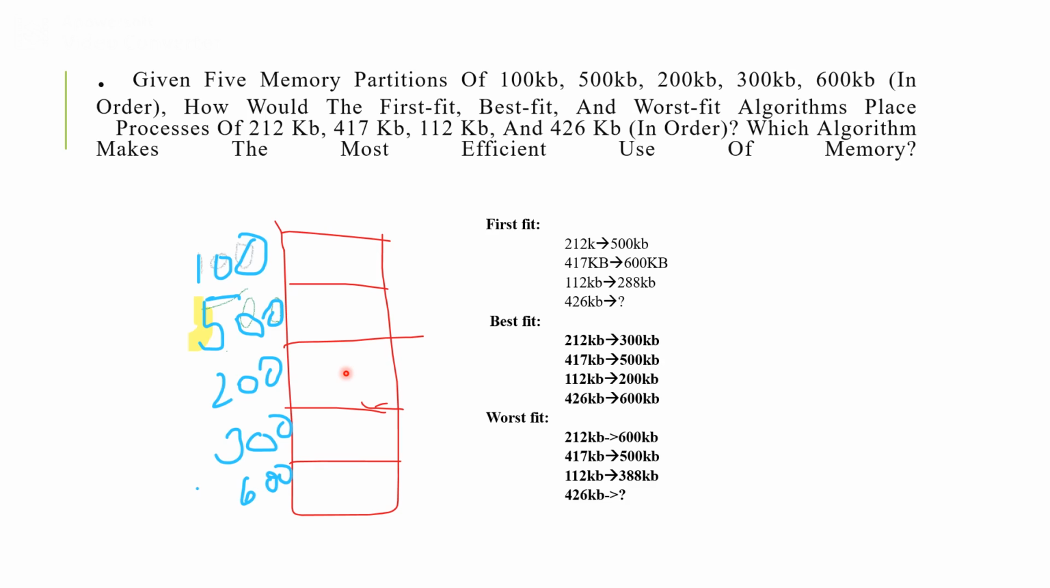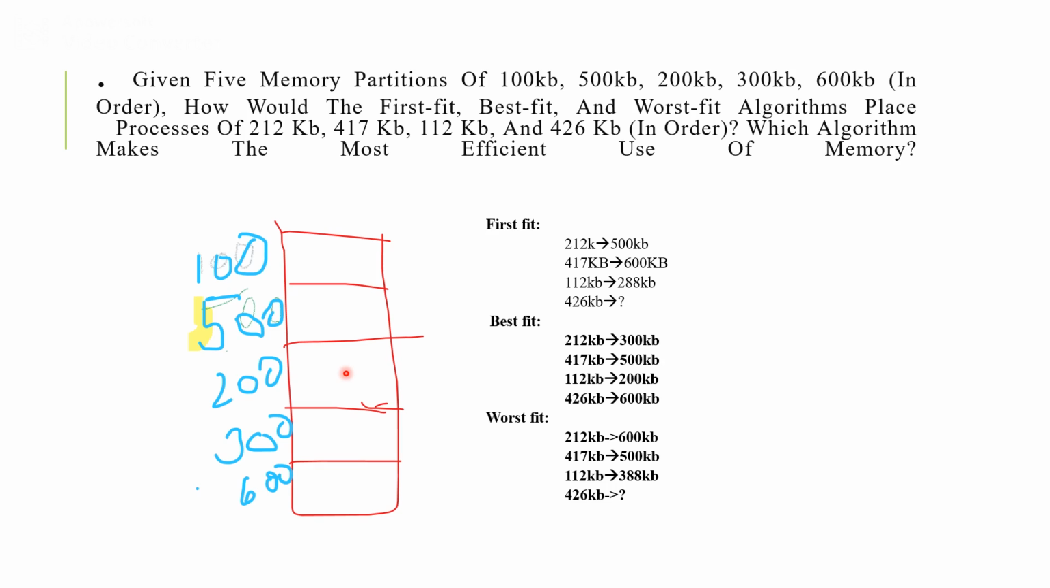Next, what about the 417 KB process? Where will this be placed? The 417 KB process will be placed in the next largest hole. Obviously, it is 500. And 112 KB will be placed in which hole? If you calculate the difference, 600 minus 212 is 388. And 500 minus 417 is 83, right?